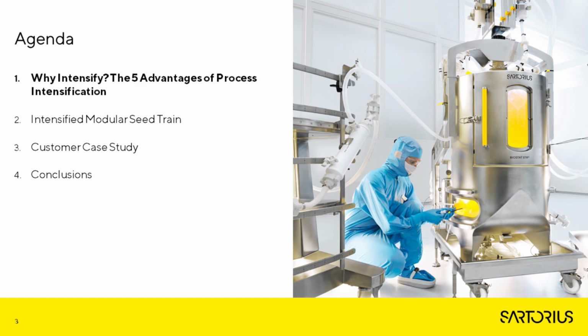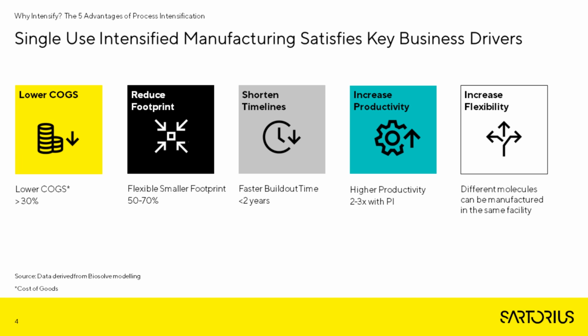Okay, so without further ado, let's discuss why intensification is important and which advantages this process might come with. Over here, we identified 5 pillars that are associated with process intensification. So overall, we see these major business drivers as, the first one being the lowered cost of goods. We know from our customers that are already using process intensification that they were able to achieve even 30% reduction in the overall cost of goods.